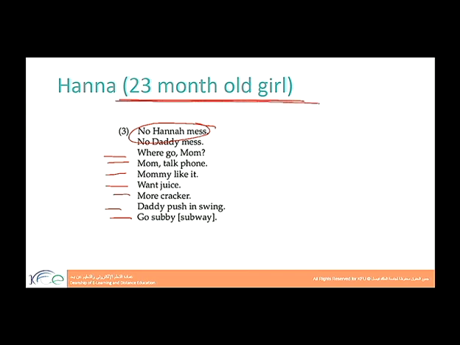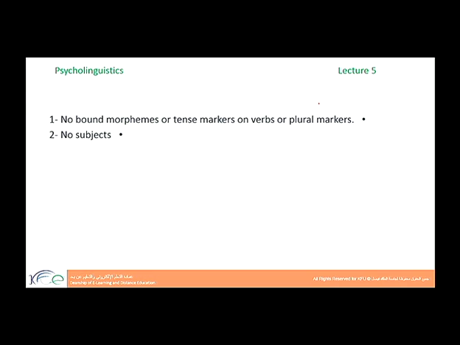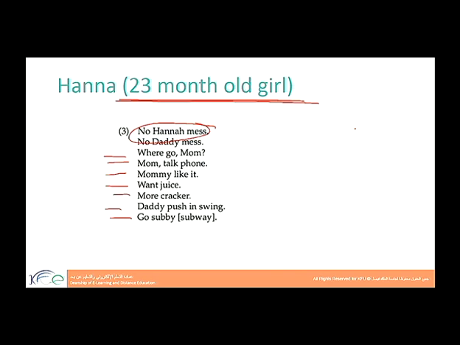First of all, of course you can stop the video and do it yourself and then check your answers with me. But one of the things that we notice is that there are no bound morphemes or tense markers on verbs or plural markers. For example, mom talk. So there should be an S here, right? Or ED. Like it. So it should be an S here. There should be a morpheme here.